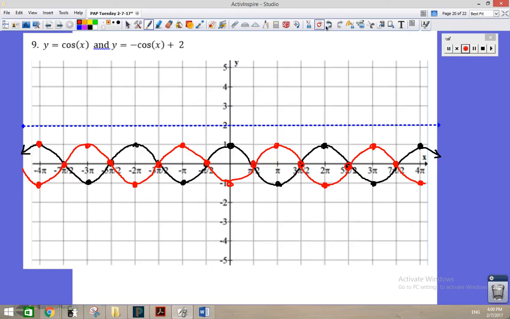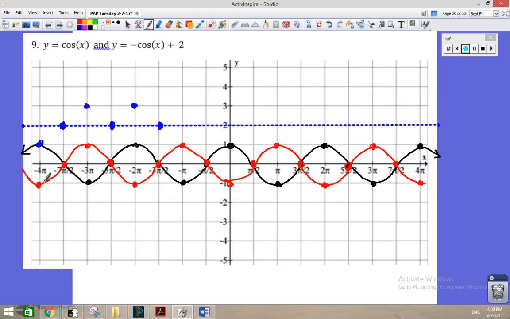So if this point goes up 2, if this point goes up 2, this point goes up 2, these points on the center line are now on this new center line, right? And this maximum is up here, y equals 1, but if you add 2, the new maximum is 3. And the new minimum, -1 plus 2, is +1.